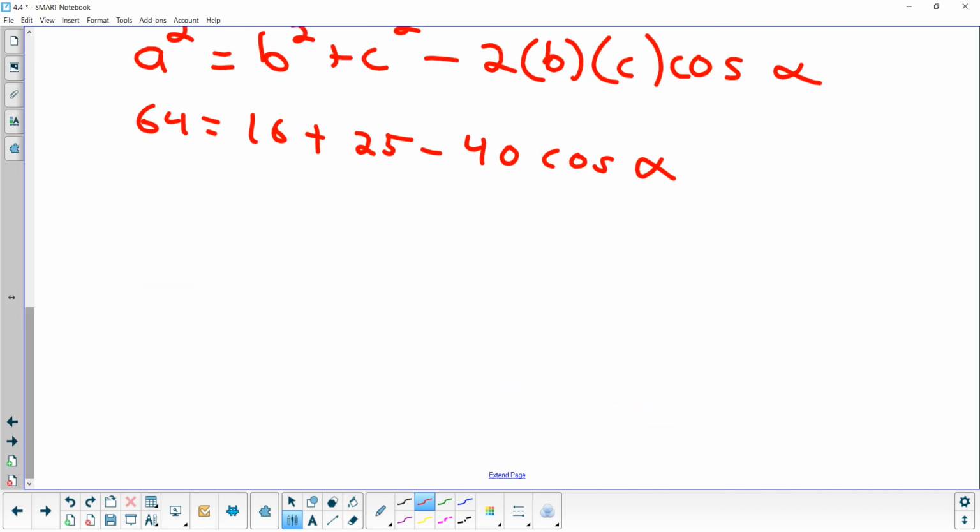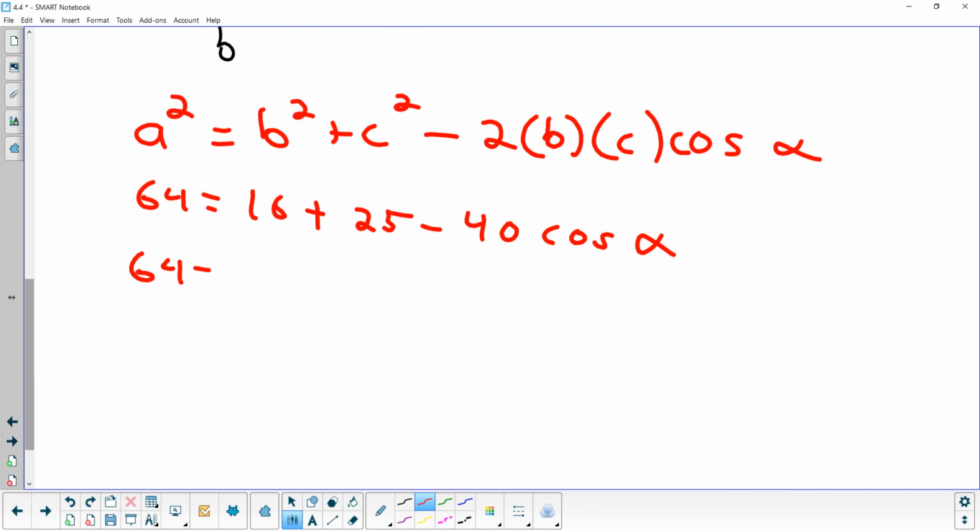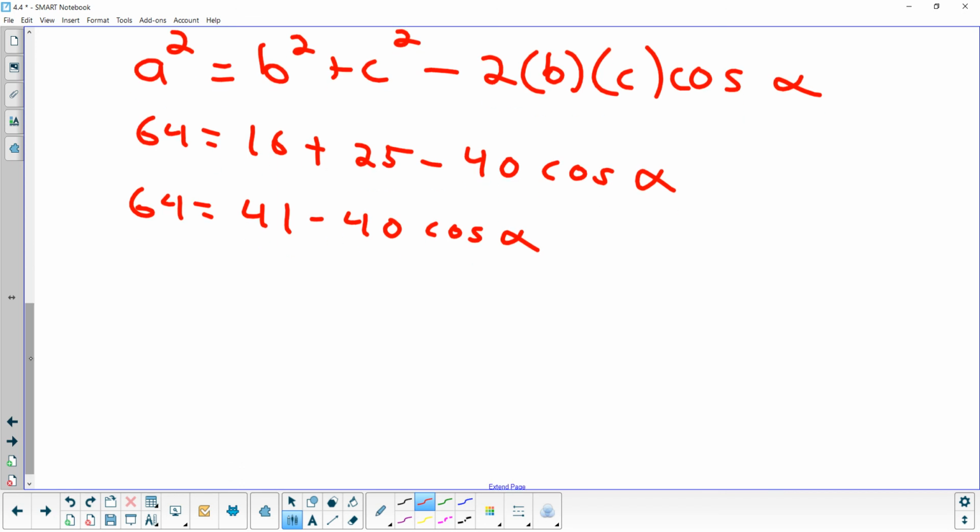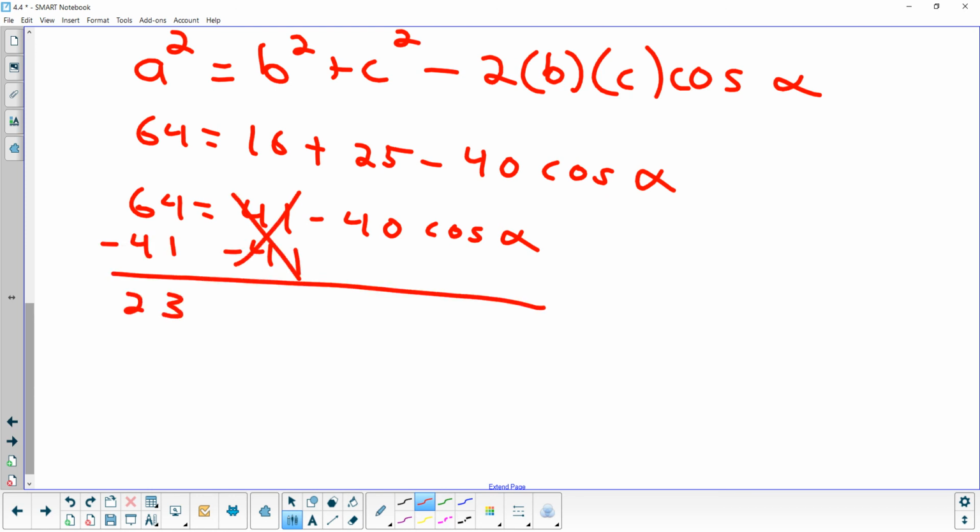Cosine alpha. Okay, Autumn, any like terms that I can add up on the right side? 16 and 25. Yep, just the 16 and the 25. Remember that negative 40 is being multiplied, so you can't touch that. 16 and 25 gives me 41. All right. Jess, what would I do next here? You would subtract 41. Yep. Subtract the 41. That's going to give me 23.